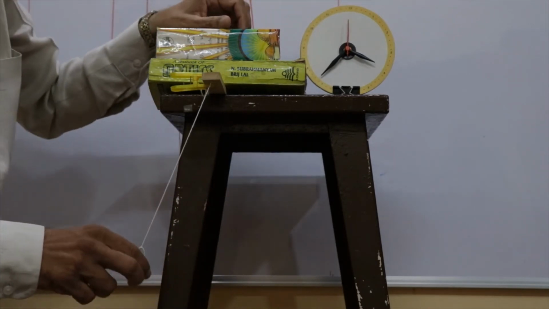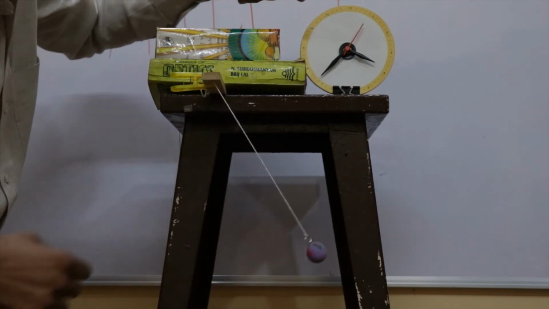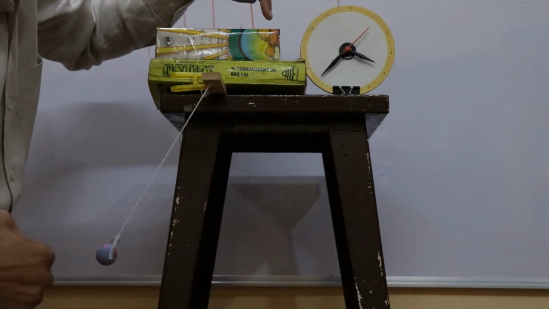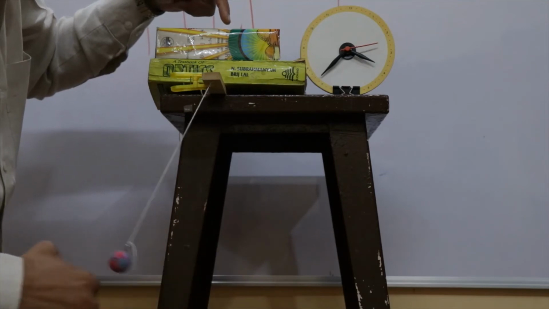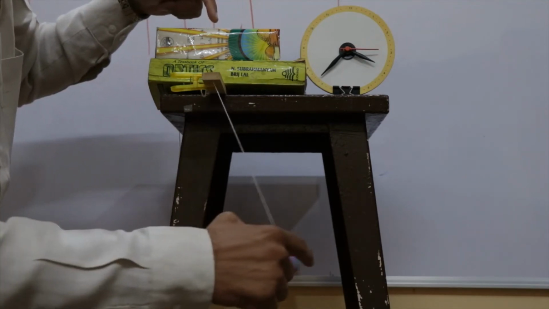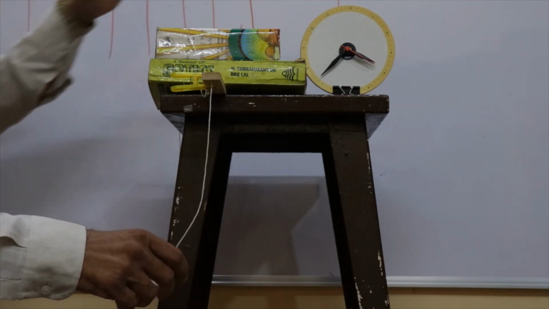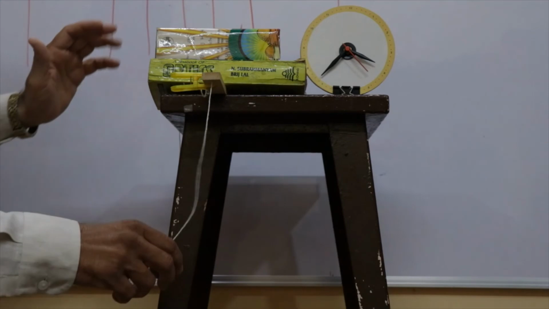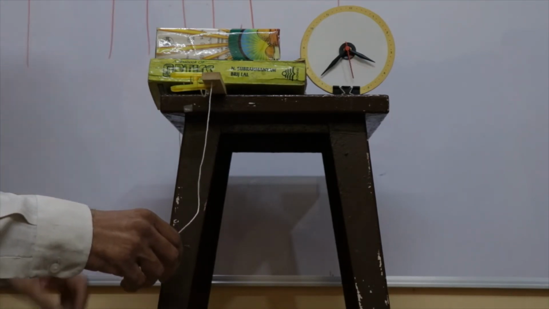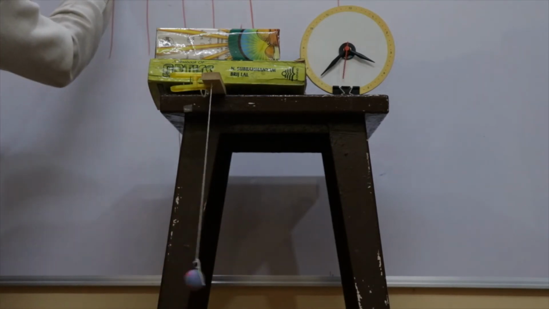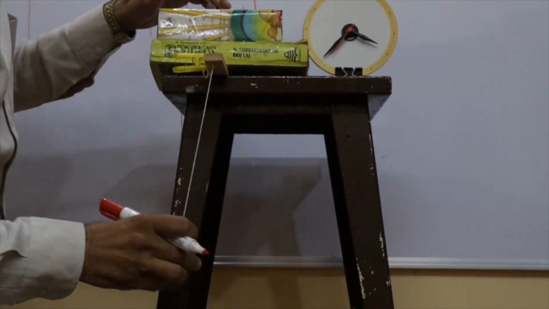I'll go for a second attempt. I'll release and start counting. 1, 2, 3, 4, 5, 6, 7, 8, 9, 10. It took 11 seconds. We'll go for one more count. One was 10.5, the other one is 11. We'll go for one more attempt and then take the average of it. I can write these readings here. It's 10.5, 11. We'll go for one more attempt.